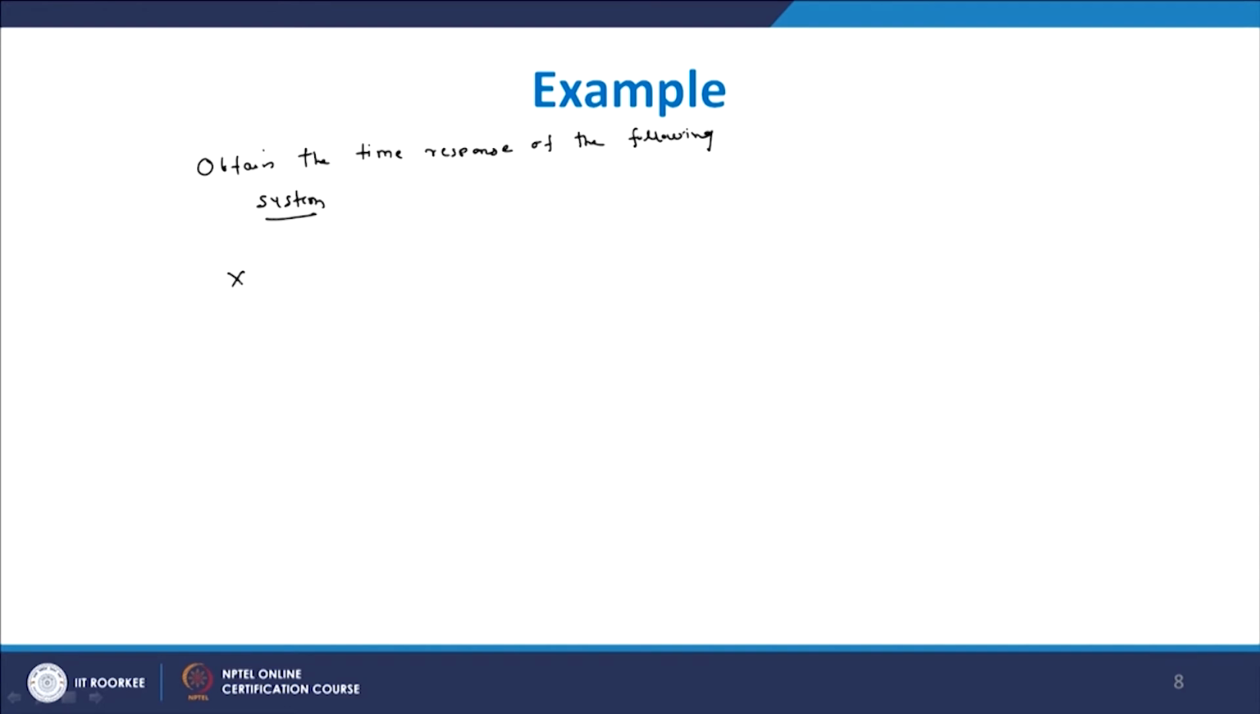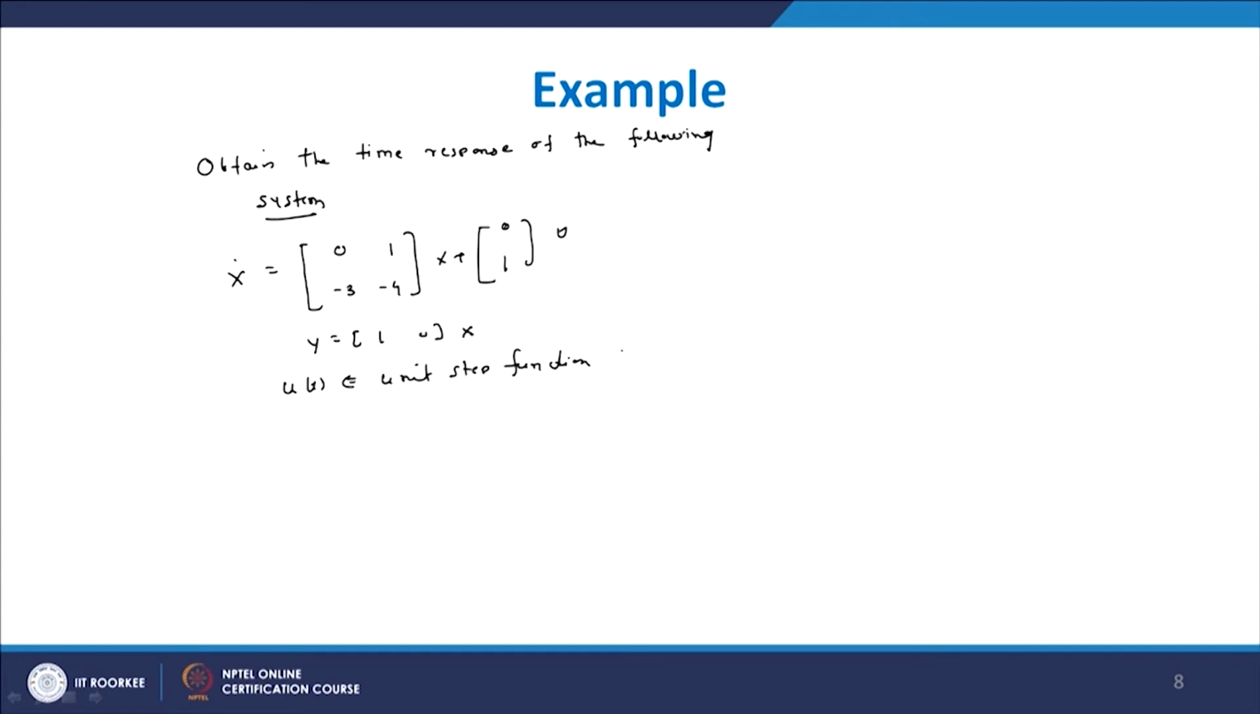And our example is x dot equal to [0, 1; -3, -4] x + [0; 1] u, y equal to [1, 0] x, and your u of t is basically a unit step function. The initial conditions are x1 of 0 equals 0 and x2 of 0 equals 1. This is the initial condition.